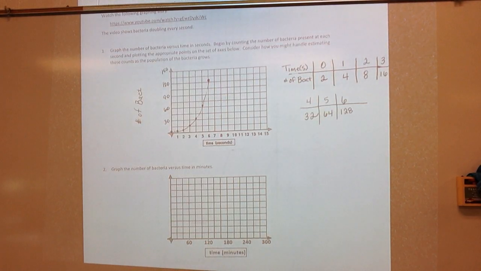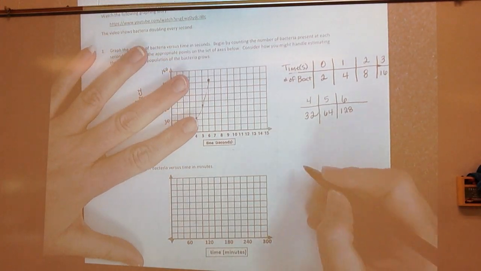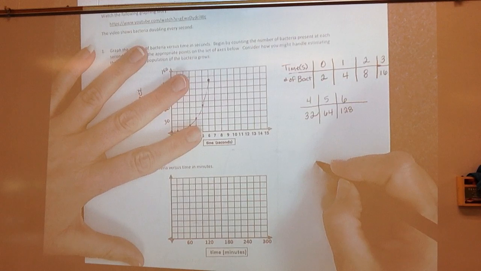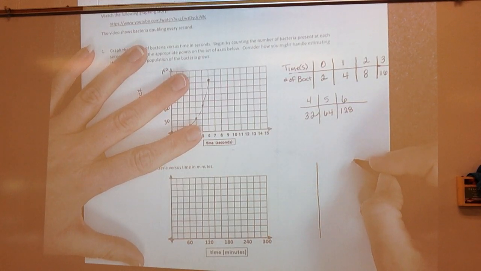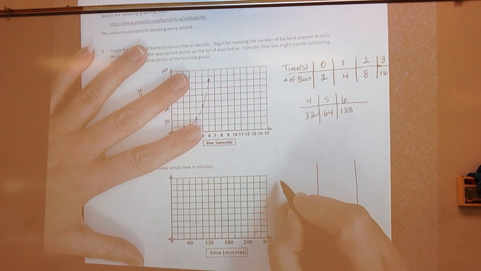So now what they want us to do is use real time. They want us to graph the number of bacteria in real time. Okay? What's it going to look like in real time? So let's create a new chart. And I'm going to do this one a little bit differently because we need to add 3 columns here.